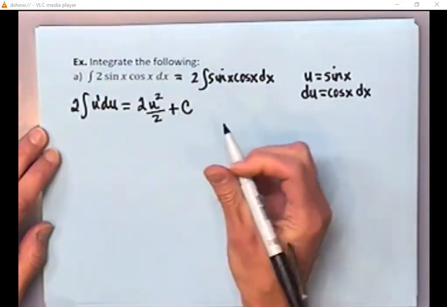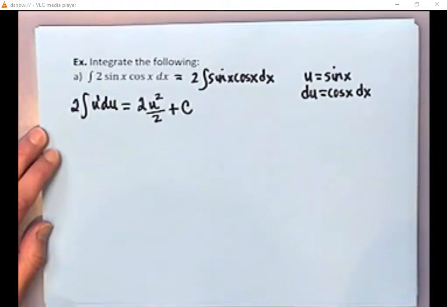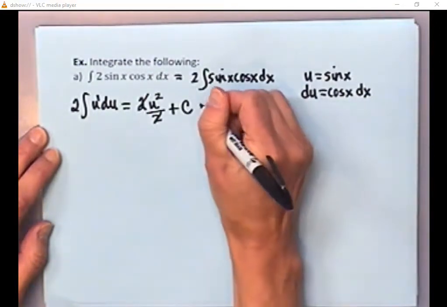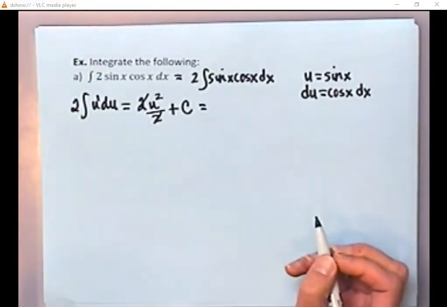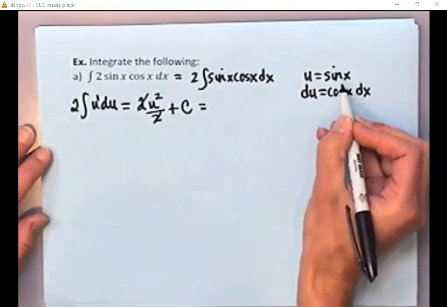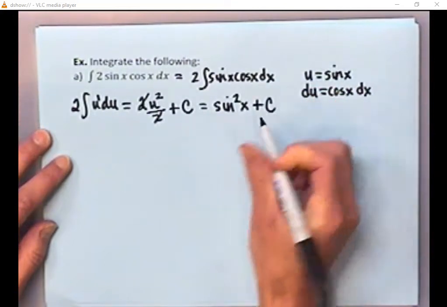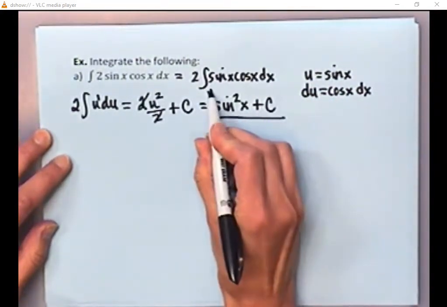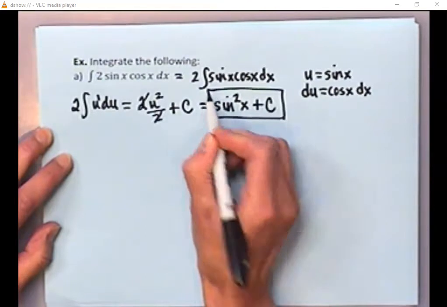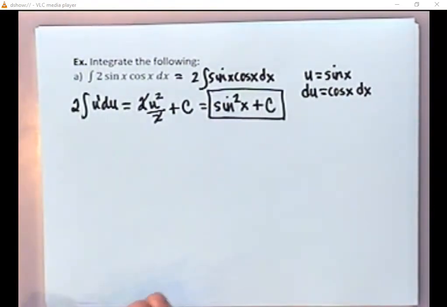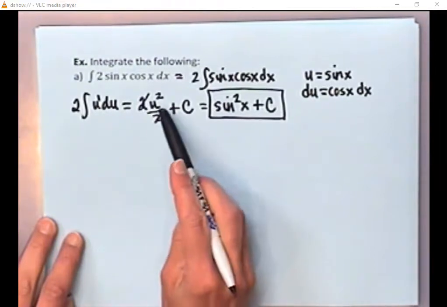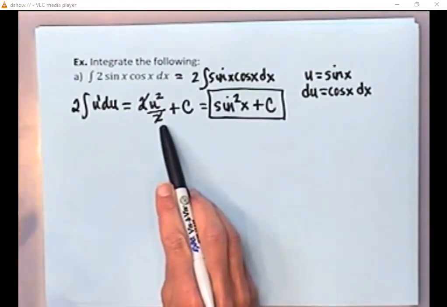It's u to the first, so we're going to add 1, divide by 2. The 2's then will cancel, and then we'll just get u squared plus c, but u was originally sine, so this should be just sine squared of x plus c. Okay? So sine squared of x plus c, and the 2's will cancel there. The 2 I left right here, right? But it canceled with the 2 in the denominator because you get u squared over 2.